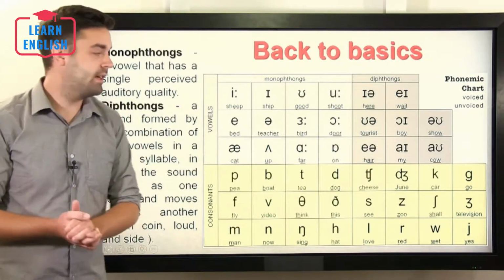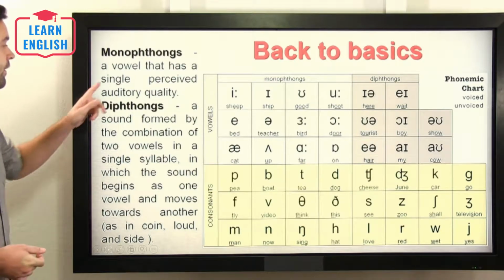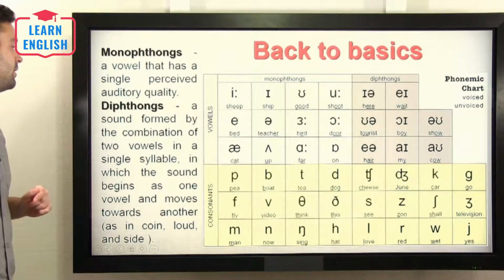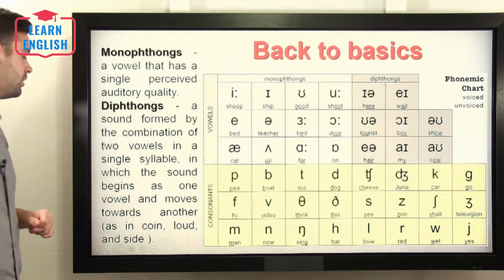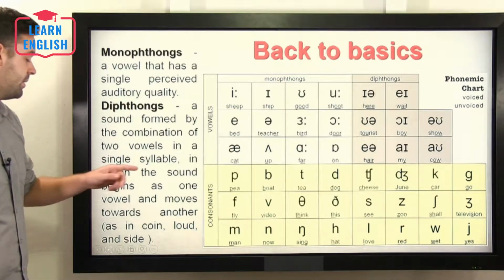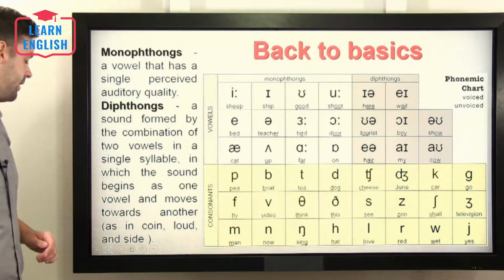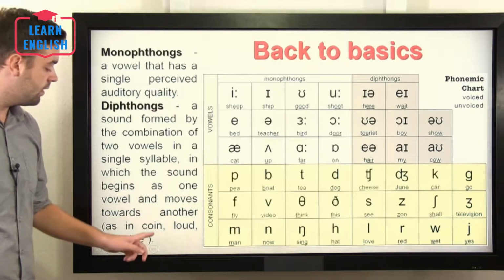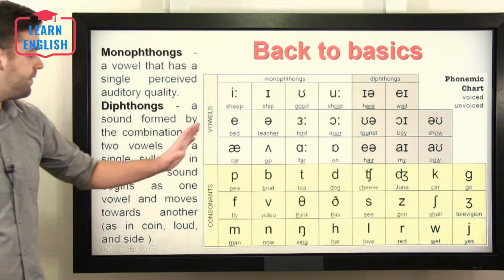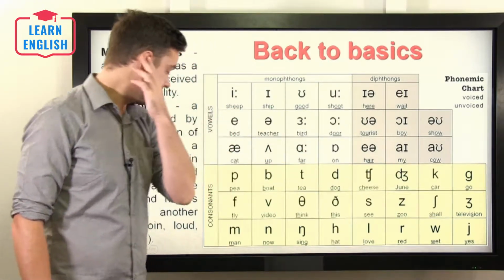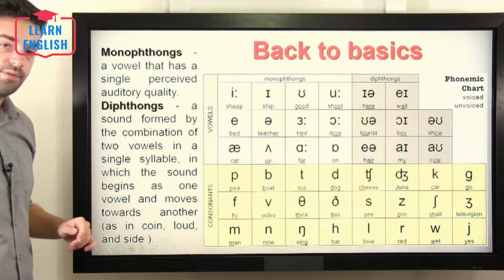So let's go back to basics. Here we have a phonetic chart. Monophthongs are a vowel that has a single perceived auditory quality, and diphthongs are a sound formed by the combination of two vowels in a single syllable, in which the sound begins as one vowel and moves towards another, as in coin, loud, and side. So here we have them split into the two groups. We have consonants and vowels, okay? So let's go through the consonants first.